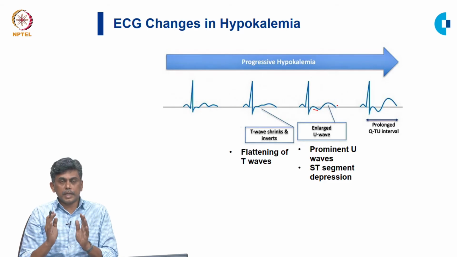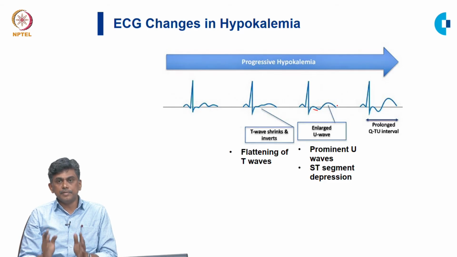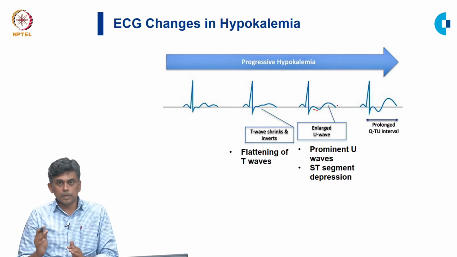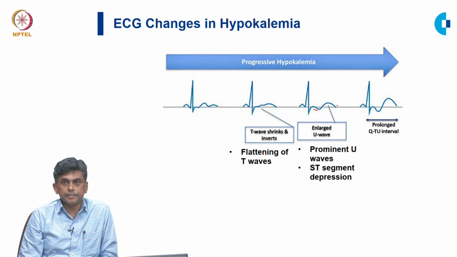The point is, potassium abnormality is going to affect the T waves. Hyperkalemia, tall tented T waves. Hypokalemia, shortening of the T wave and presence of U wave. So these are the things with potassium.